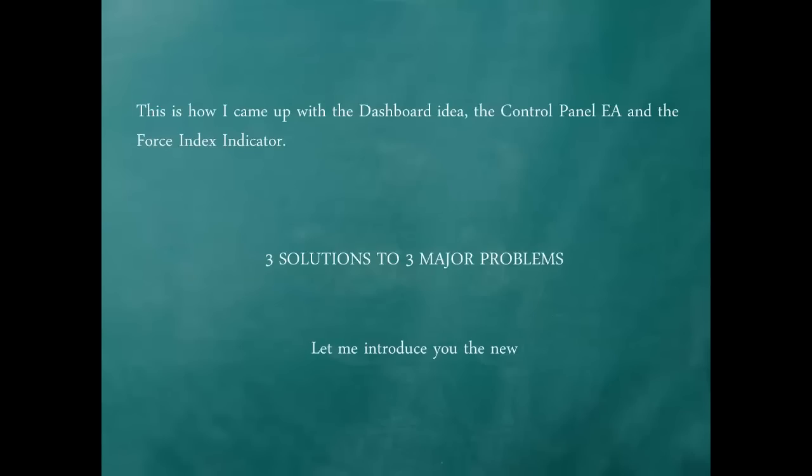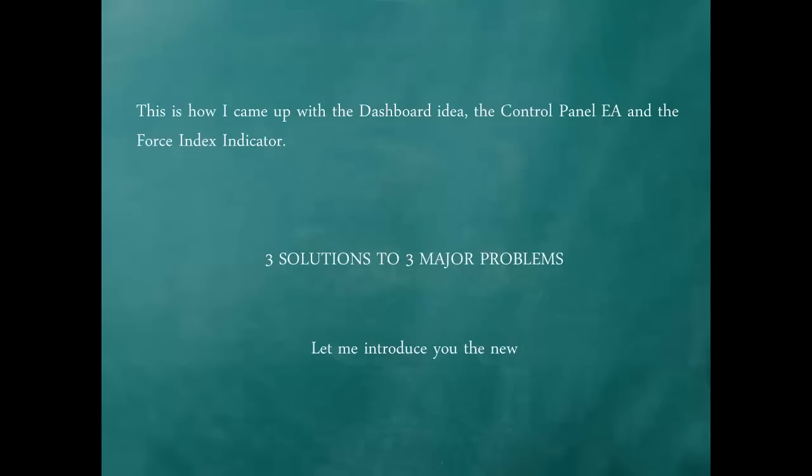Okay, let's move on. So this is how I came up with the dashboard idea, the control panel EA and the SRS force index indicator. Note, this is not the built-in of MetaTrader. That's our own, coming with the SRS. Now, that's three solutions to three major problems.